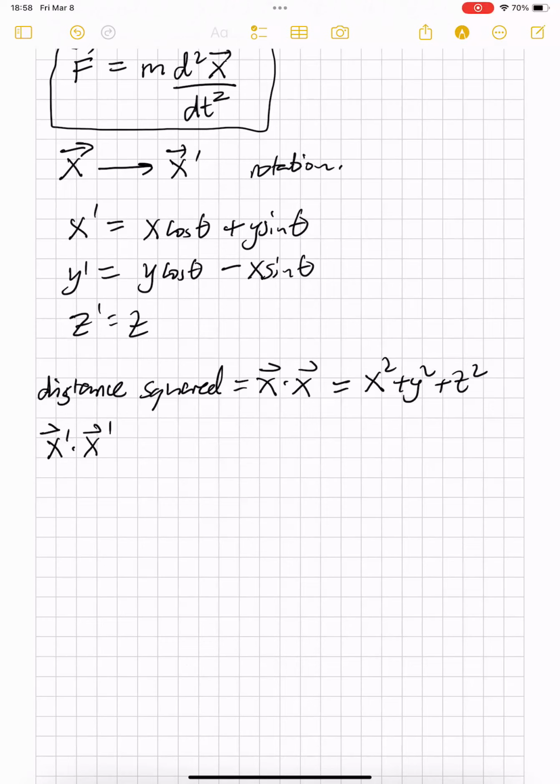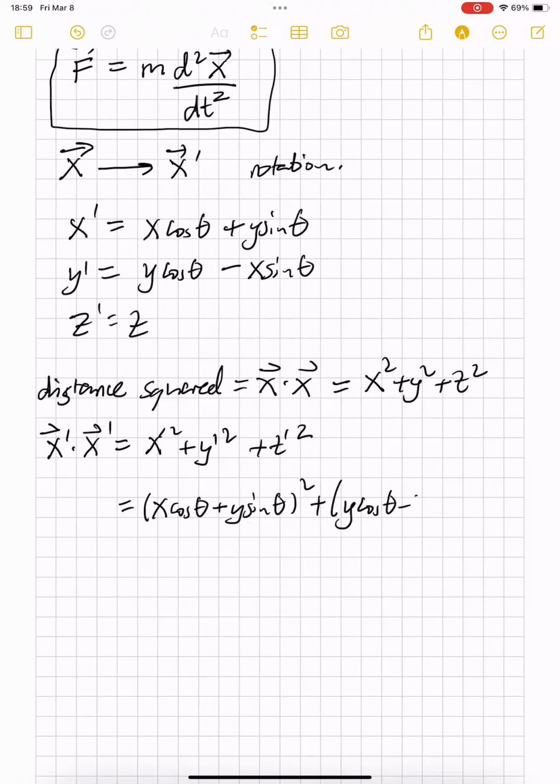Let's take x prime dot x prime. So this would be x prime squared plus y prime squared plus z prime squared. Well, we've got x prime, y prime, and z prime above. So this will be (x cosine theta plus y sine theta) squared plus (y cosine theta minus x sine theta) squared plus z squared. So let's just expand this out.